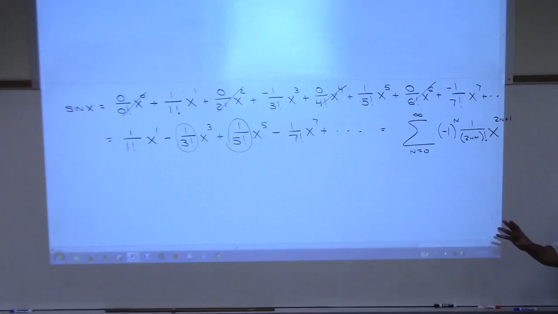And now I just need these factorials. 1 factorial, 3 factorial, 5 factorial, 7 factorial. Odd numbers again, right? So I just need to create odd numbers. How about this? 1 over 2n plus 1 in parentheses factorial.